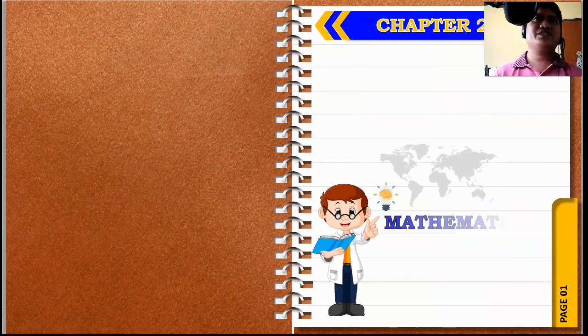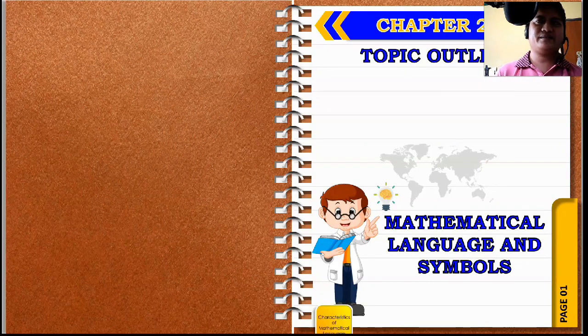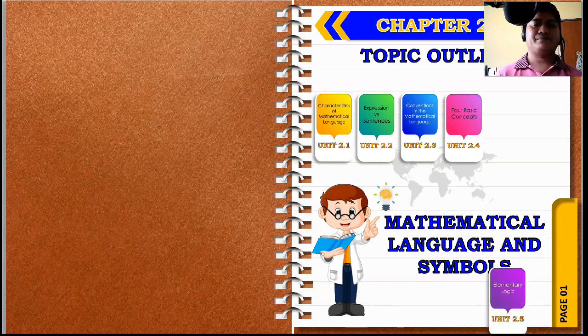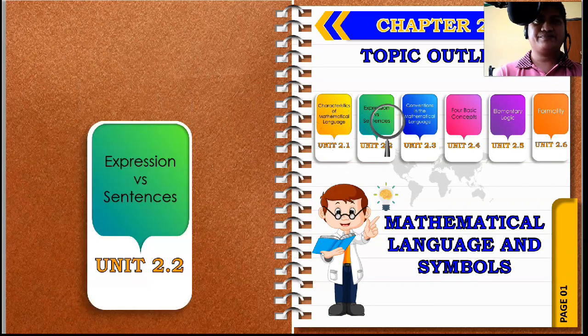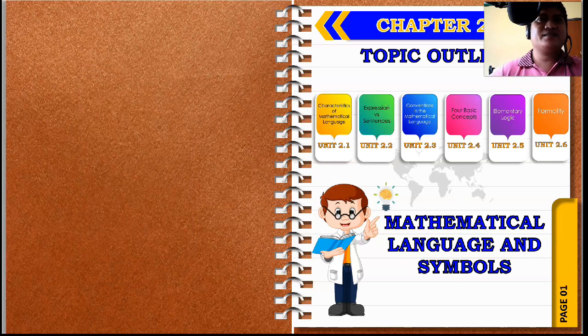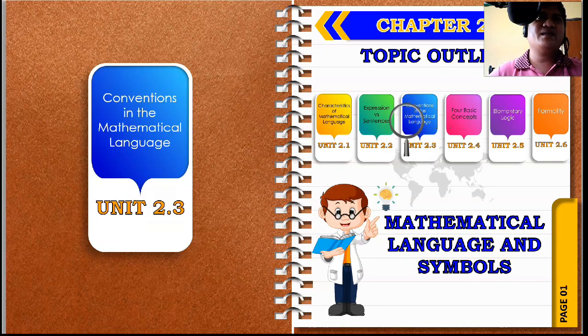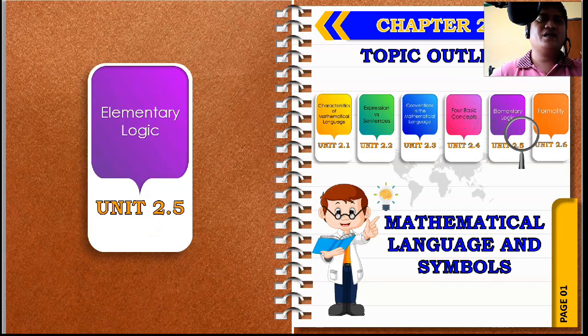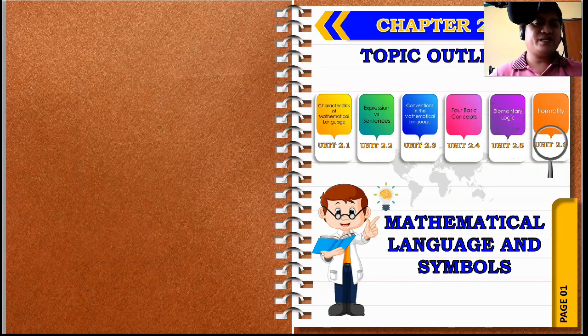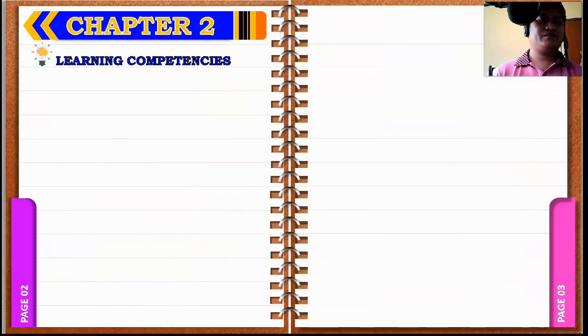So to start with, this is the topic outline for Chapter 2. First is the characteristics of mathematical language, the expression versus sentences. Then we have the conventions in the mathematical language, the four basic concepts, that's what I've said earlier, elementary logic, and formality. At the end of this chapter, these are the learning competencies or the outcomes, knowledge or skills expected from every student to be developed and mastered.